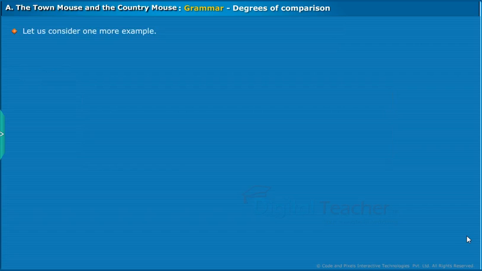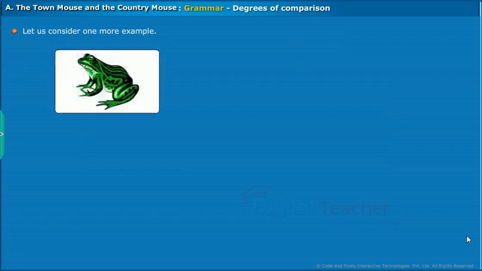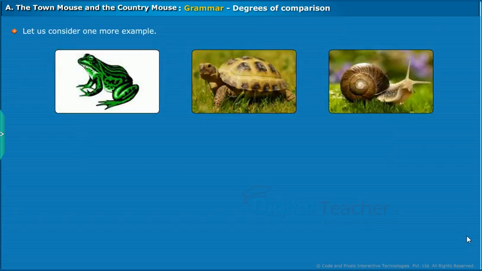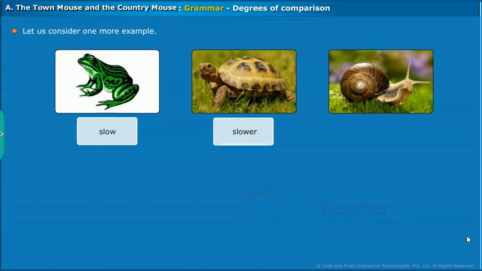Let us consider one more example. Compare the speed of the creatures given on the screen. The first image is of a frog, the second image is of a tortoise, and the third image is of a snail. The frog is a slow-moving animal. Comparatively, the tortoise is slower than the frog. Compared to these two, the snail is still slower, that is, the slowest of the three creatures.